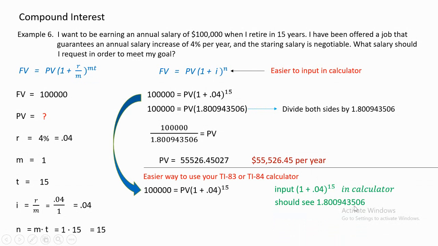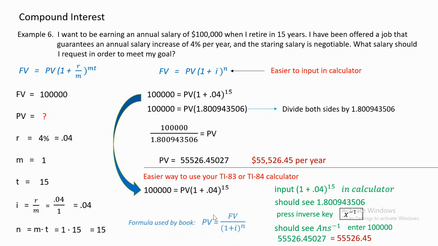1.800943506. Then you're going to hit the inverse key. The inverse key is this key here in your calculator. When you hit that, you should see the answer to the negative first power. Then you're going to enter the 100,000. This is what you get. You see, guys, you get all this without leaving the calculator, in a smooth, steady flow, without stopping the calculator and trying to reset it to enter the information. See, guys, there's your answer.